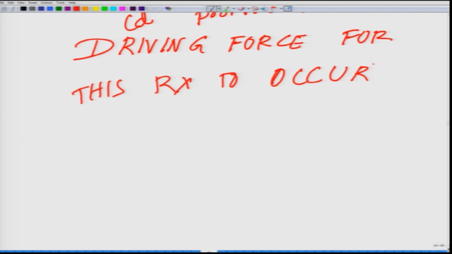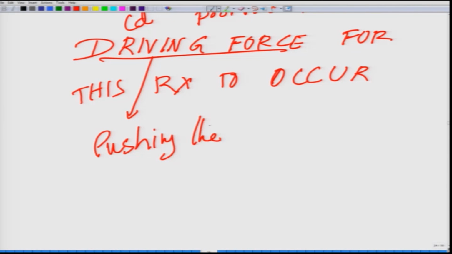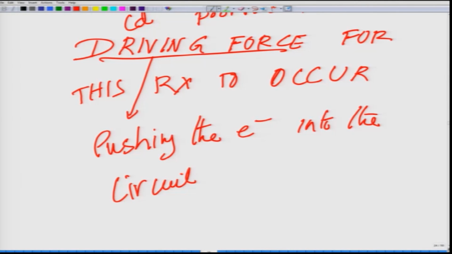Now, in other words, this is the driving force that pushes the electron into the circuit. So, keep that in mind. This is where the electron is coming from.